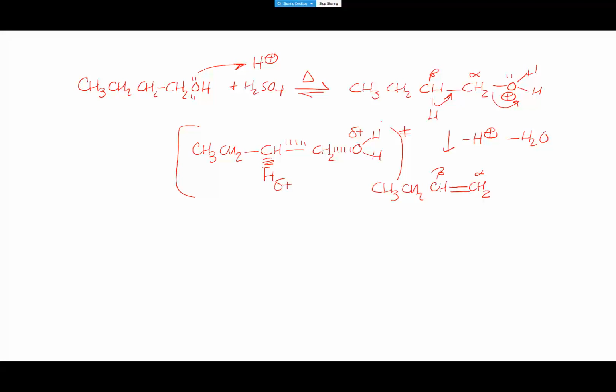So what kind of mechanism is this? I'm forming a double bond, so it's E, no carbocation intermediate. So this would be classified as an E2 mechanism.